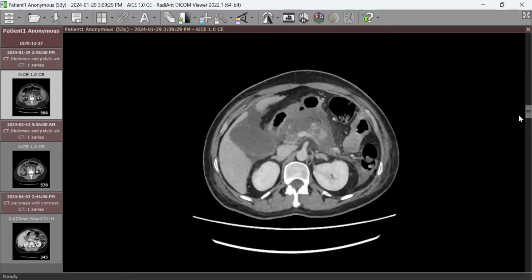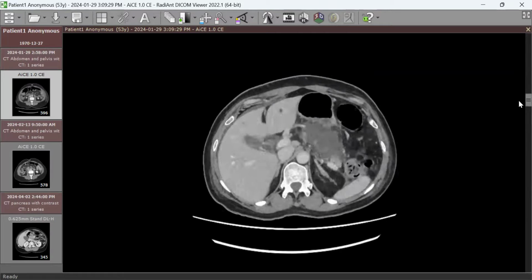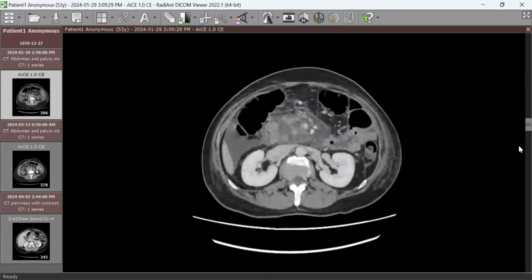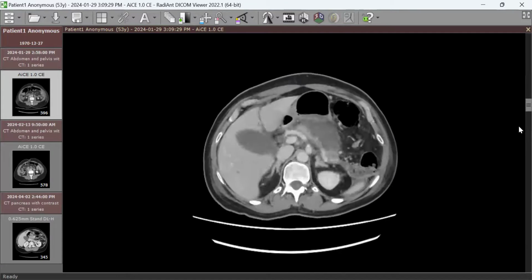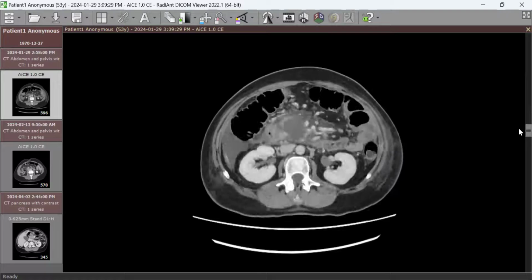Great, perfect. So between 0 and 3 points, that's mild. Between 4 and 6 points, that's moderate. And 7 and more, that's severe. So in this case, we have a necrosis involving most of the pancreas, yes. And definitely this is a case of severe acute pancreatitis. Necrotic pancreatitis.